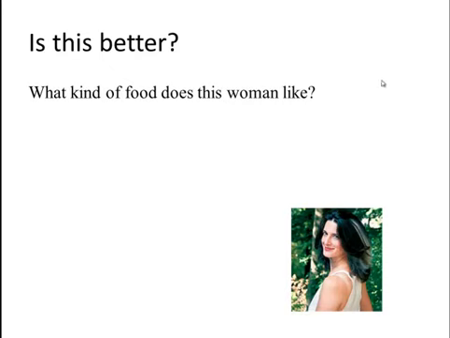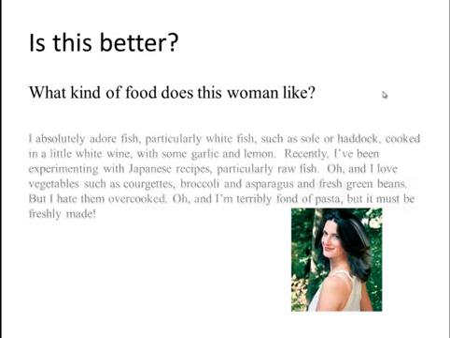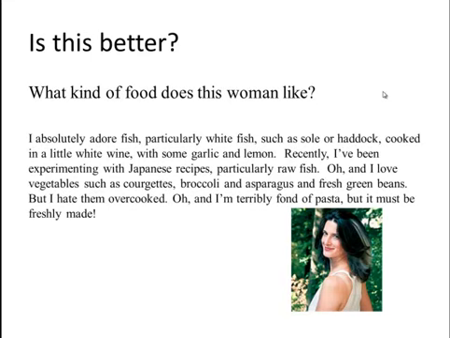So here we go. What kind of food does this woman like? So we have a look at this woman. We think, oh, what sort of food does she like? Fish and chips? Possibly not, from looking at her. Okay. So then we have a text and we have to read to see if our prediction was correct. So that's a good gist task.